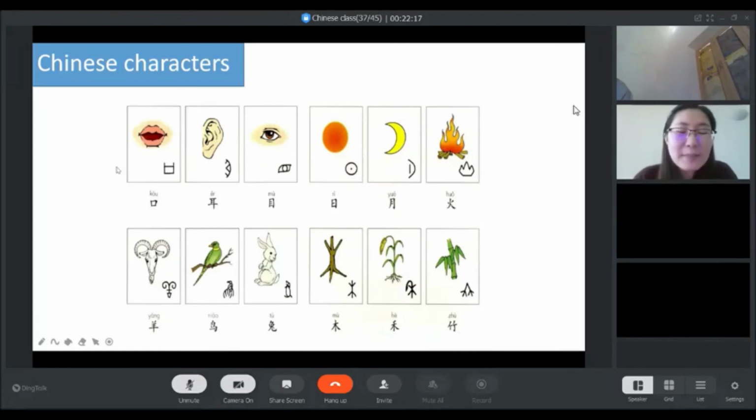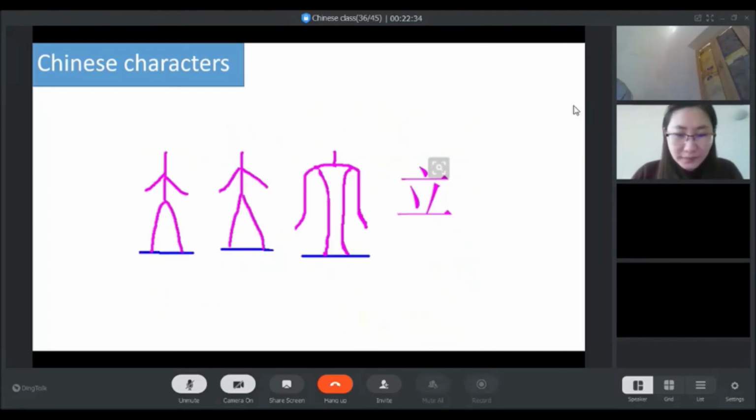So these are some examples of where the original words come from. We can see that lots of Chinese words come from pictures. The original Chinese words come from pictures. For example, this one, this is a person standing here.